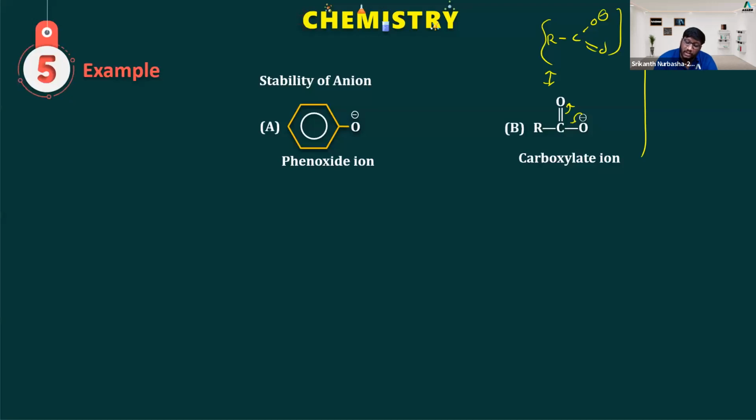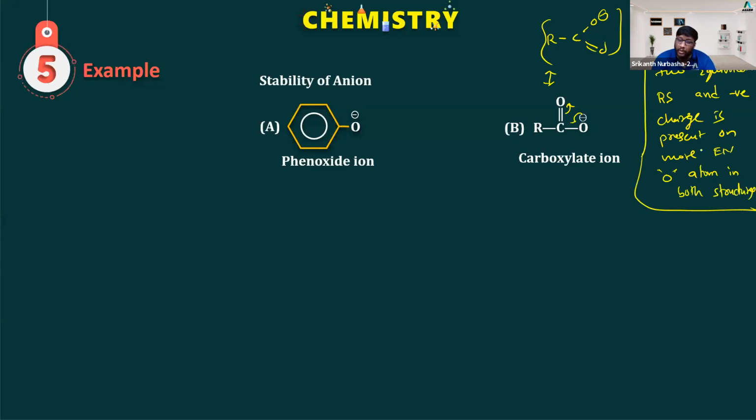The ion has two equivalent resonating structures, and a negative charge is present on the more electronegative atom, the more electronegative oxygen atom, in both structures.